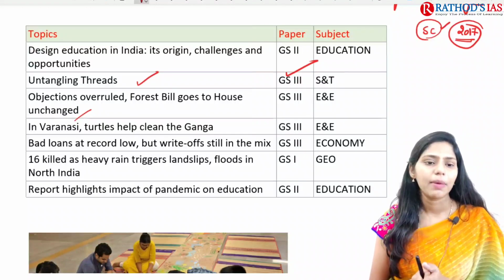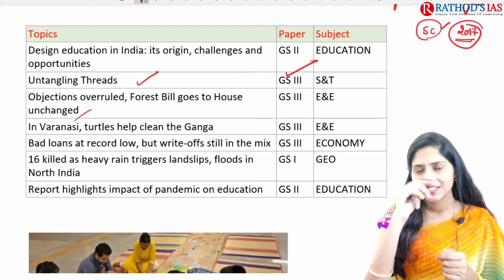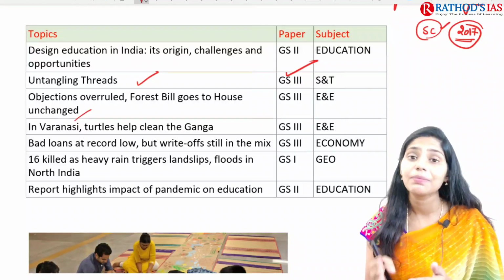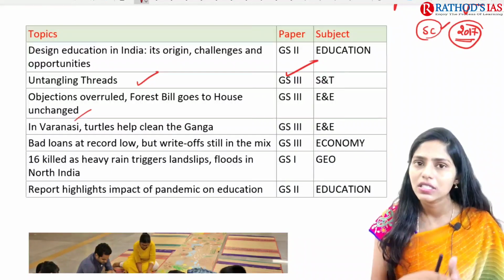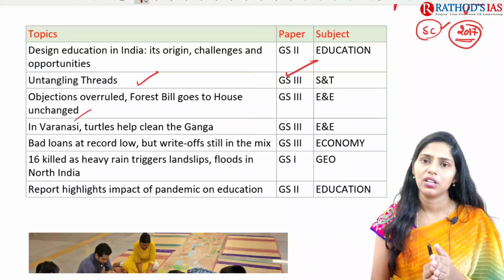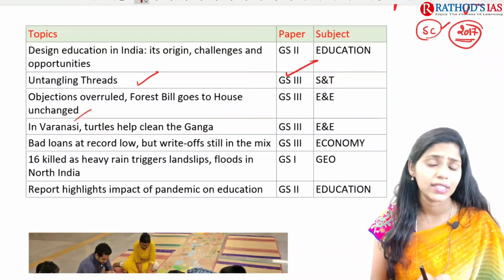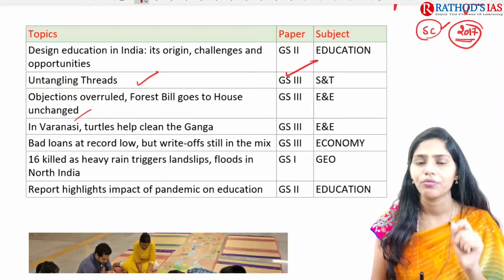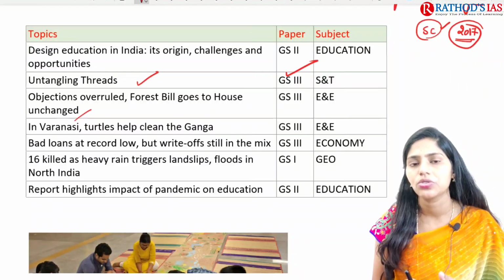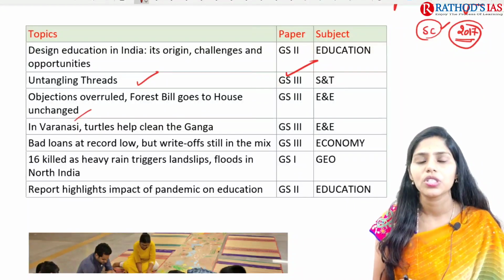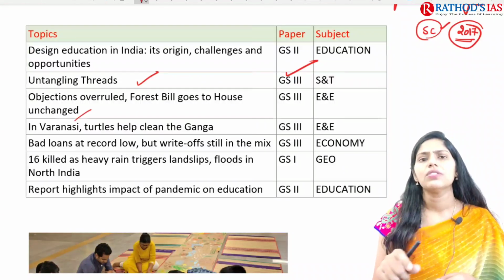And the next topic is the report highlighting the impact of the pandemic on education. Will you agree that the pandemic has had an impact on education? Yes, of course, I agree 100% that the pandemic had an impact on education. There are a number of reports, like the ASER report by the Pratham Institute, which also say there is an impact of the pandemic on education. Now the Education Ministry came up with a report, and this report says that the pandemic has had a negative impact on education. So this data is very important.